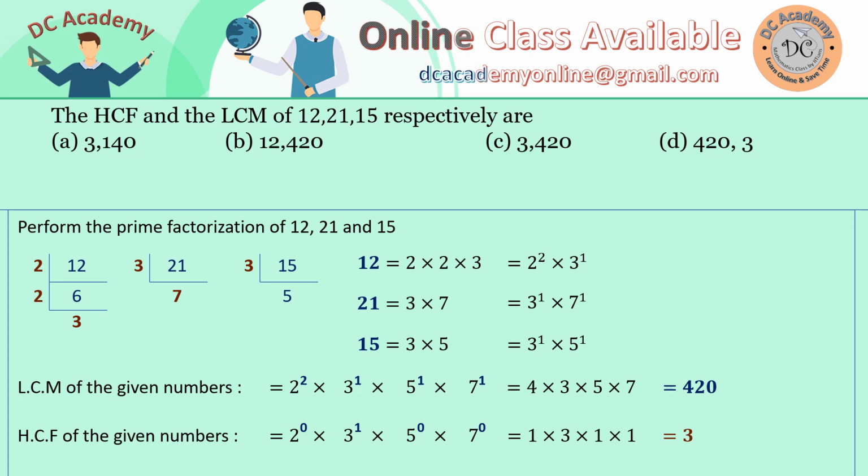So for 12, 21 and 15, the HCF is 3 and the LCM is 420. Therefore, for this particular problem, option C is the correct answer. So that's it. Hope you understood the problem.